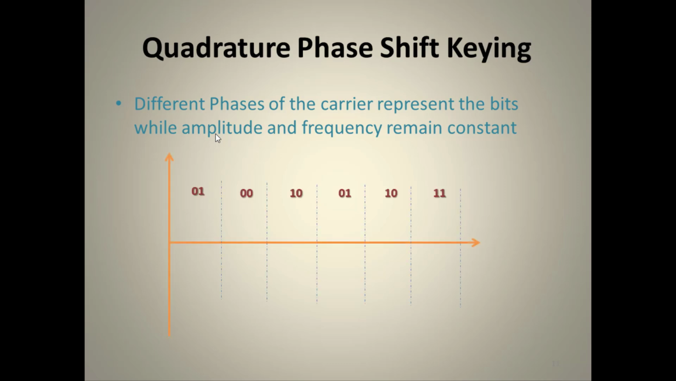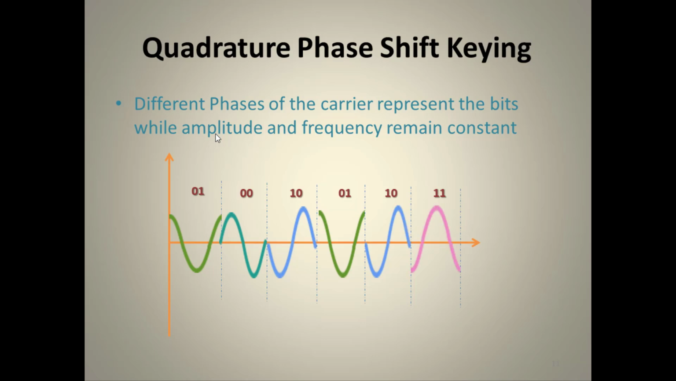So here we have this. As we saw in the previous representation of 4 different signals, we can see the different signals here. This is how we represent them. The advantage in this case is that one signal represents 2 bits rather than 1 bit. So that is the advantage.